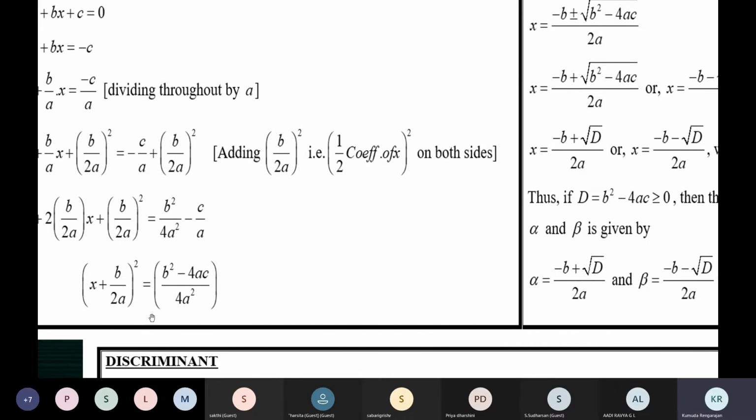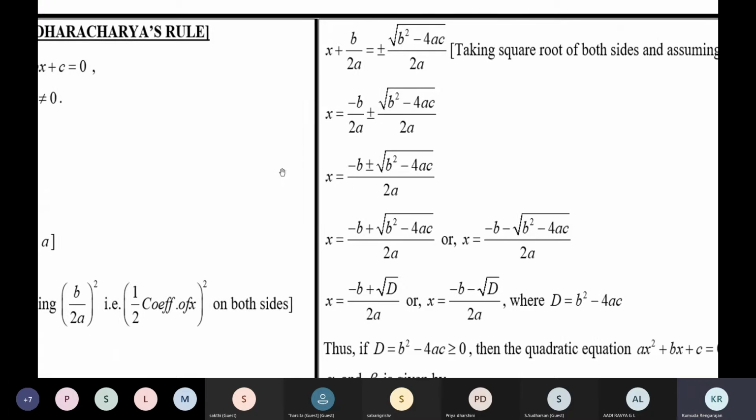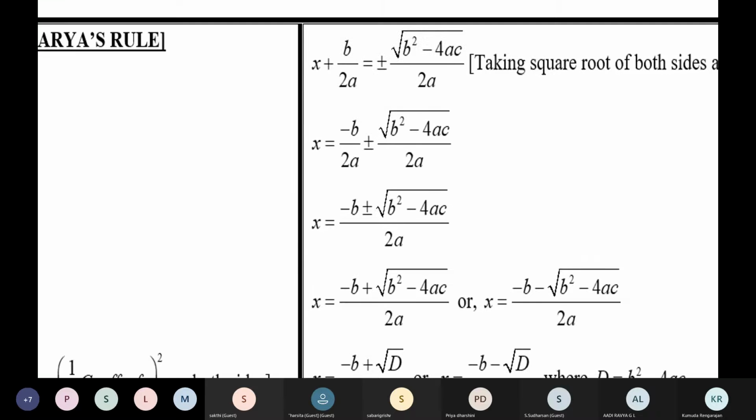You should take the square root of the RHS. So in the RHS we have numerator and denominator. So the square root of the numerator as it is, square root of b square minus 4ac, by the square root of the denominator, which is 2a. The square root of 4a square is 2a. So x plus b by 2a is equal to plus or minus square root of the numerator by the square root of the denominator. But the square root of 4a square is 2a.